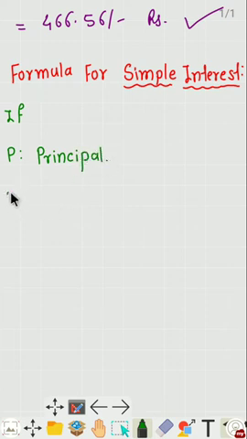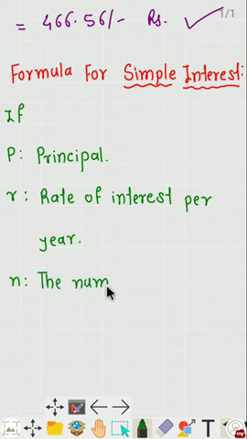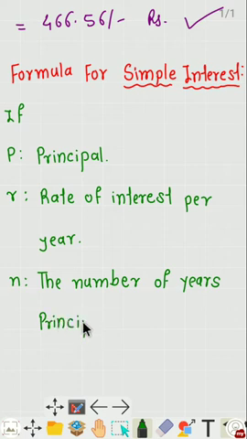let small r denote the rate of interest per year, and suppose n denotes the number of years the principal is invested.